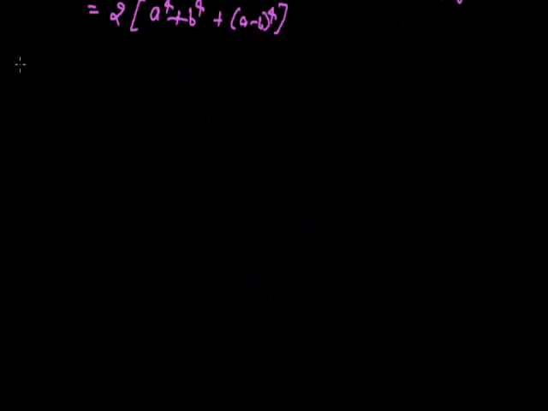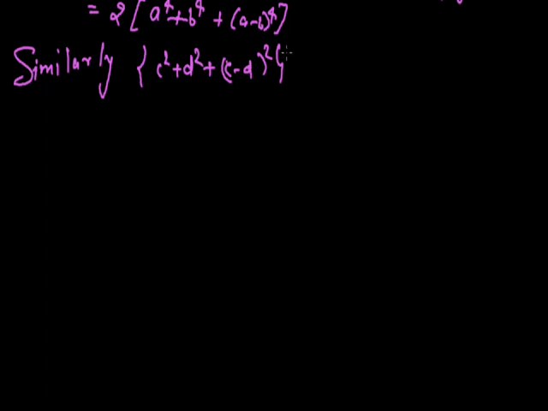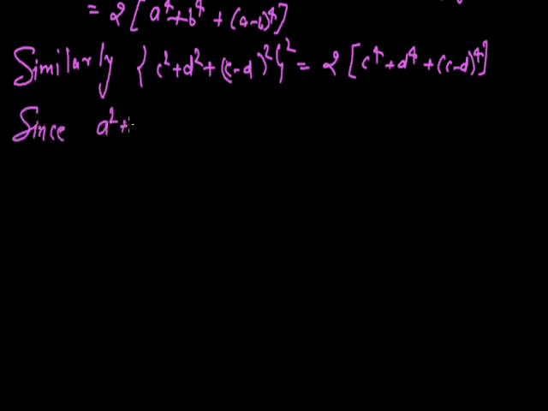Now similarly, C square plus D square plus (C minus D) whole square may be given as 2 into C raised to power 4 plus D raised to power 4 plus (C minus D) whole raised to power 4. Since we have given that A square plus B square plus (A minus B) whole square is equal to C square plus D square plus (C minus D) whole square, so the result follows.